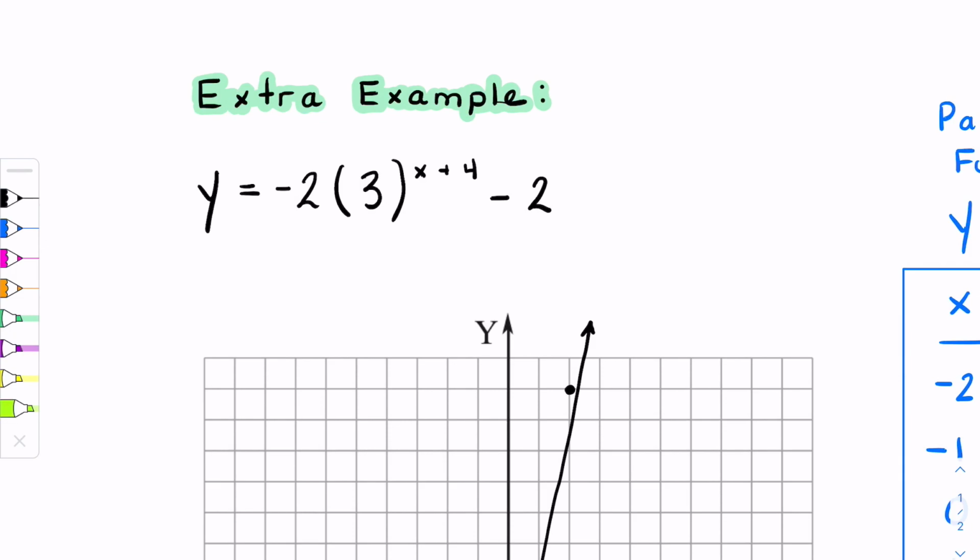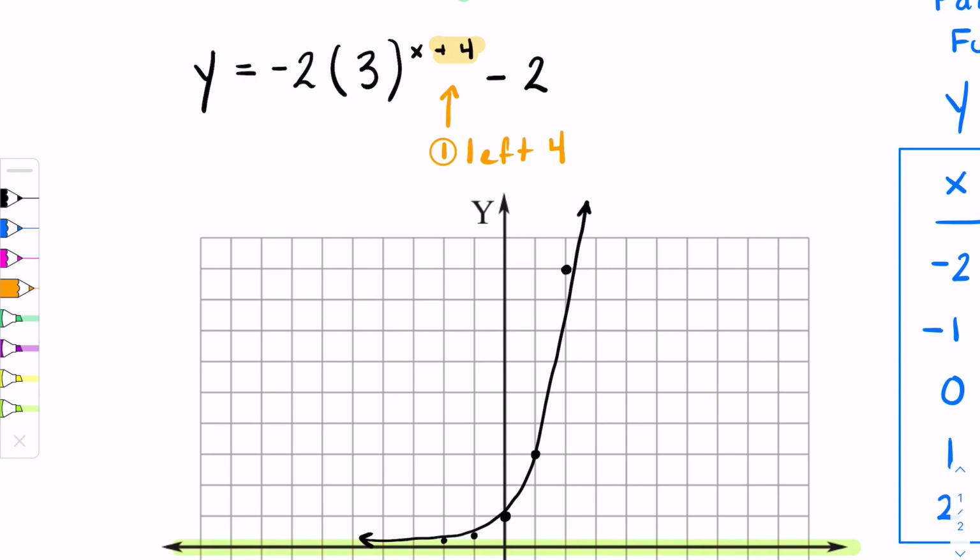So let's start with the transformation of your left or right shift. Right here I have +4. If you're adding 4 to the exponent, that's going to be the first step, and this is telling you to shift the graph to the left 4 units. So I'm going to go ahead and do that in the orange marker. So left 4. This is step 1 of the transformations.